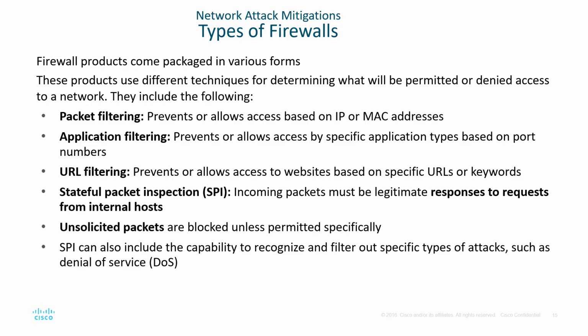Now, firewall products come packaged in various forms. These products use different techniques for determining what will be permitted or denied access to your network. They can include the following: packet filtering. This can prevent or allow access based on IP or MAC addresses. Application filtering is going to prevent or allow access by specifying application types based on port numbers.